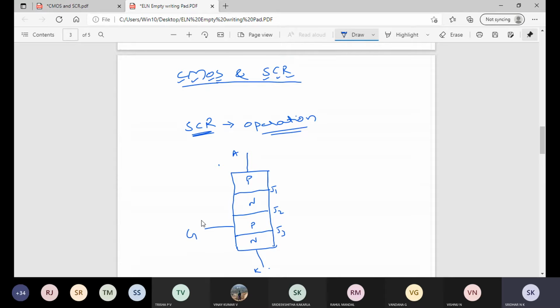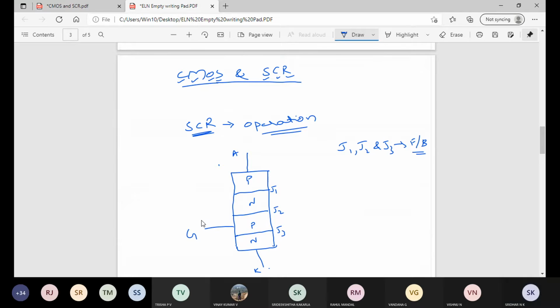If the circuit has to switch on, if I bias this device, if it has to conduct, then always remember J1, J2 and J3 should be forward biased. All junctions should be forward biased. Then only the device will start conducting. If any one of these junctions is not forward biased, then the device doesn't work. So always remember the electrons should flow from cathode to anode. Then only the circuit will start functioning.